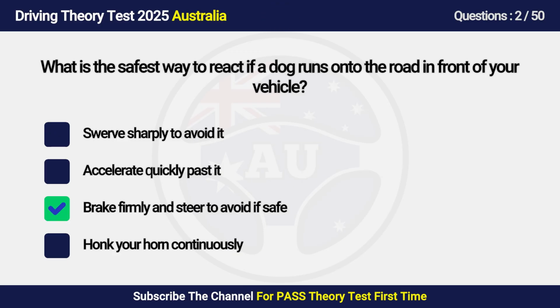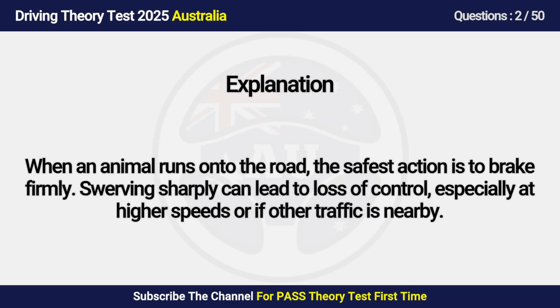Answer is C. Brake firmly and steer to avoid if safe. When an animal runs onto the road, the safest action is to brake firmly. Swerving sharply can lead to loss of control, especially at higher speeds or if other traffic is nearby.